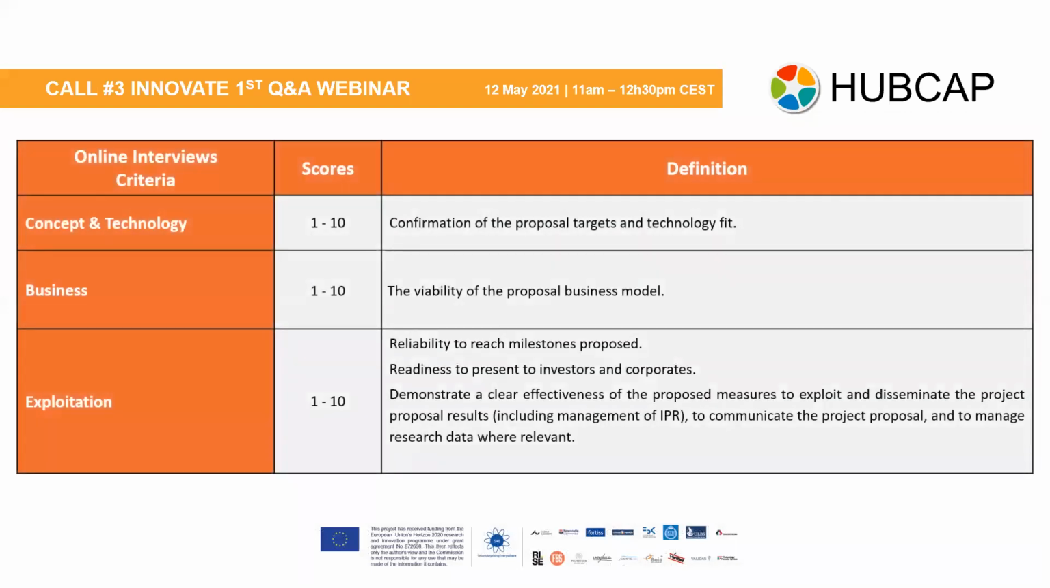For the online interviews criteria, as I said before, we will be evaluating the concept and technology, your business development, and in the end, the exploitation. Again, you have all this information in more detail in the guidelines for applicants, and the scoring for the online interviews will also be provided from 1 to 10. And if you are one of the consortia that went through the remote evaluation and afterwards the interviews, your final scoring will be an average between the 2 evaluation processes.